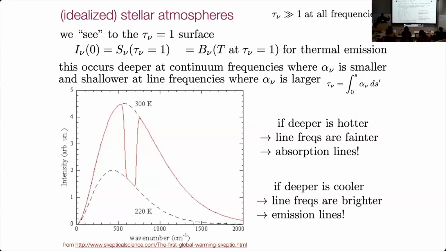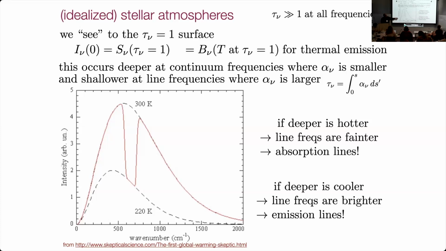Okay, and that makes sense if you think about it in terms of the mean free path, right? The photon is going to scatter one last time before it comes out to you. And how far into the star did it scatter? Well, on average, it's going to be one mean free path in. Okay, so optical depth of 1. Okay, so you see into the tau equals 1 surface.